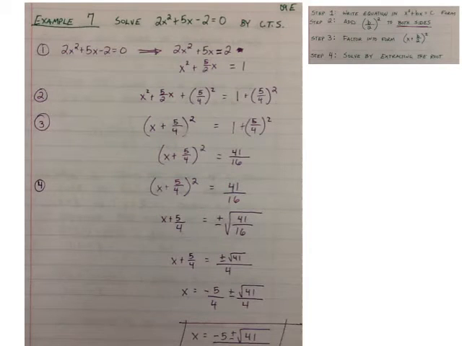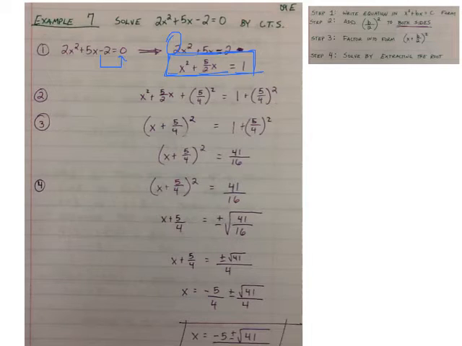Alright, solve 2x^2 + 5x - 2 = 0 by completing the square. The first step was to write the equation in the form x^2 + bx = c. So the first thing I did was I moved the 2 from the left side of the equation to the right side by adding 2 to both sides. And then I eliminated the leading coefficient by dividing everything by 2. So the 2 goes away here, 5 divided by 2, and then 2 divided by 2. Now we're in the form that's desired for step 1, so we can go about carrying out completing the square.